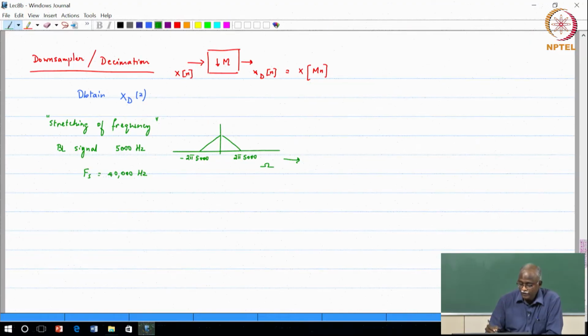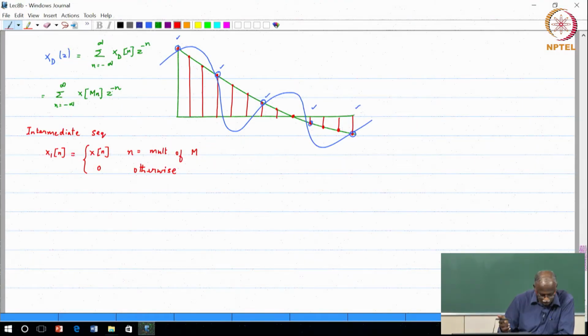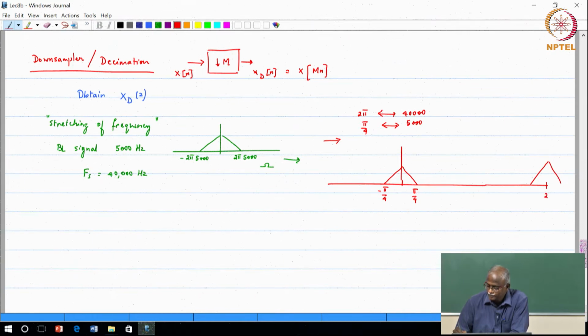If I were to now translate this into the discrete time domain, basically 2 pi corresponds to 40,000. So 5000 is 1 by 8 of that, so this will correspond to pi by 4. So the discrete time spectrum for this signal is minus pi by 4 to pi by 4, and then this spectrum will repeat at 2 pi. Am I right? That is a straightforward sampling representation.